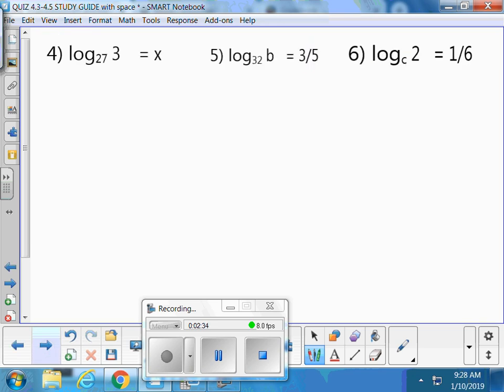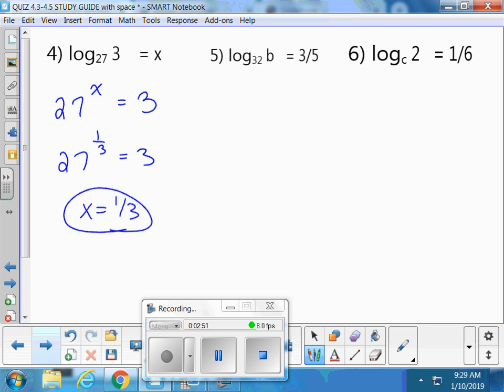Moving right along, looks like more of the same. 27 to what power would give me 3? I do know that the cube root of 27 is 3, and if I want to do cube root, I would do the 1/3 power. So it looks like that exponent would be 1/3. You can definitely type it in the calculator, math, alpha, math, put 27 in the small box and 3 in the bigger box. Give you that 1/3.